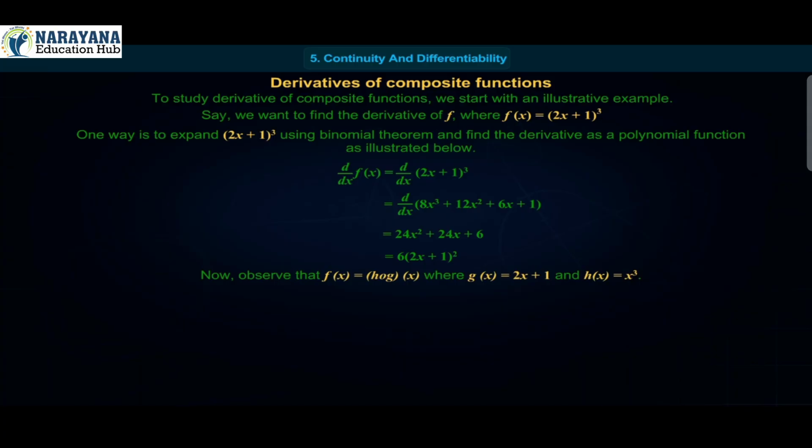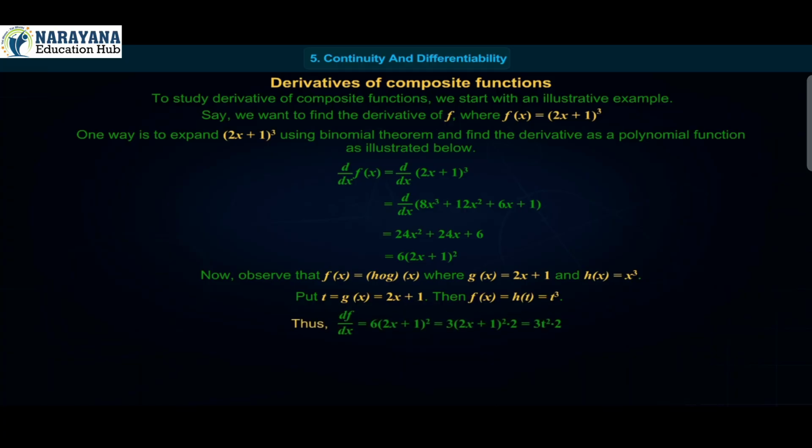Now, observe that f(x) = h∘g(x), where g(x) = 2x + 1 and h(x) = x³. Put t = g(x) = 2x + 1. Then f(x) = h(t) = t³.